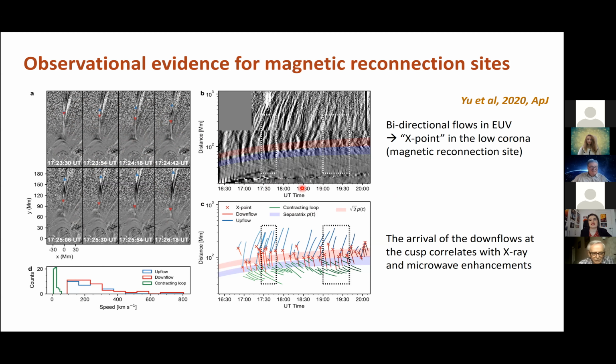And if you do a time-distance analysis, you can really identify all those upflows and downflows, and they have been marked here. And most of them originate from a single point. That's how the authors here identify the X point where the magnetic reconnection is likely to occur. But what's also very interesting here is that each of these downflows, when they reach the region of the cusp where we have the dense loop, corresponds in time exactly to an enhancement of the gyrosynchrotron emission.